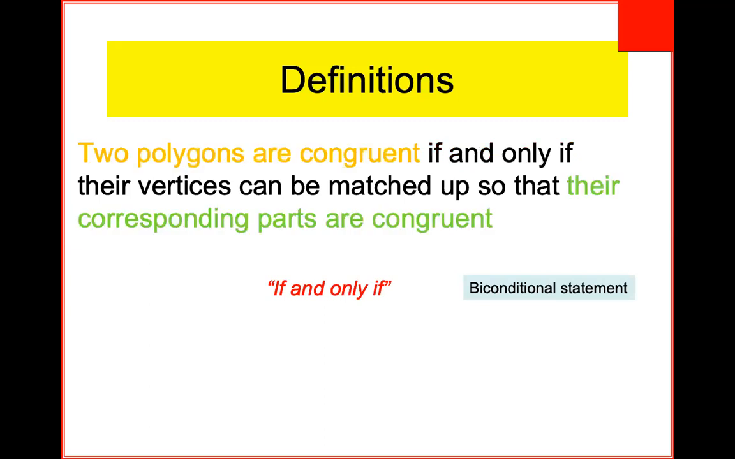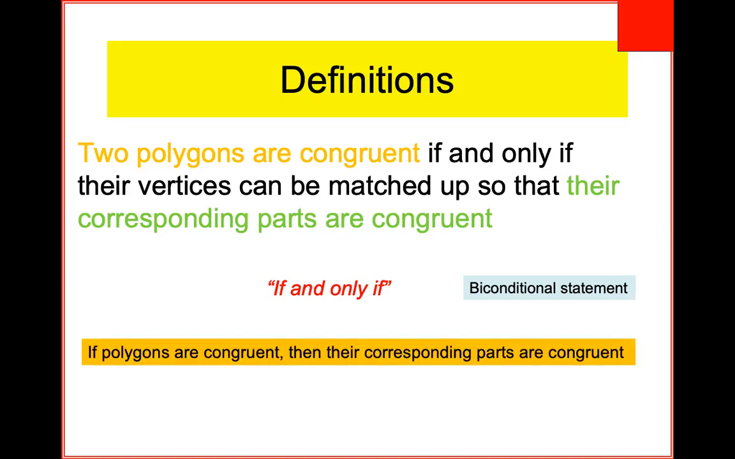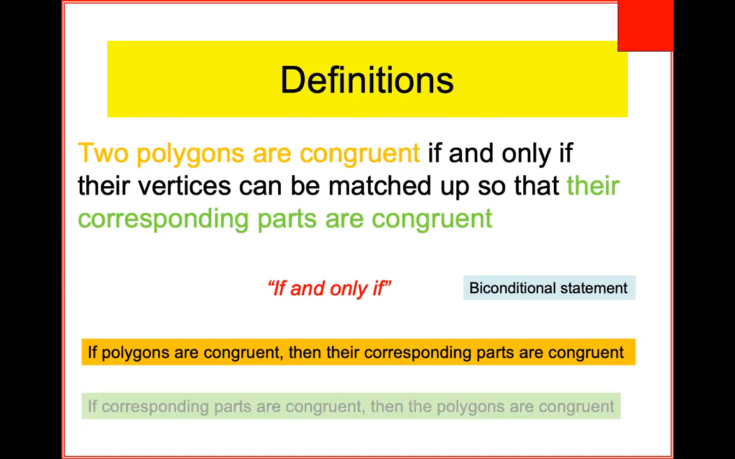So here are the two statements. Give me both statements with hypothesis and conclusion. If the polygons are congruent, then the corresponding parts are congruent. If the corresponding parts are congruent, then the polygons are congruent. So you get that both ways.